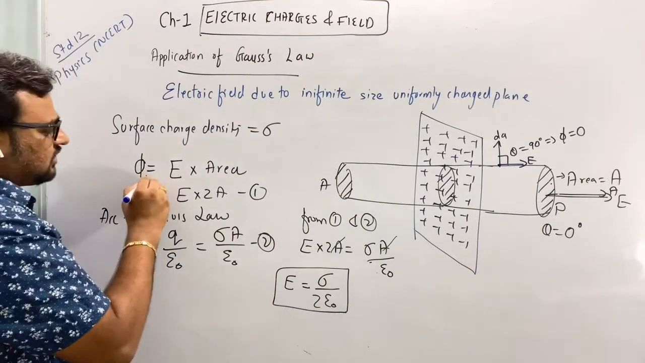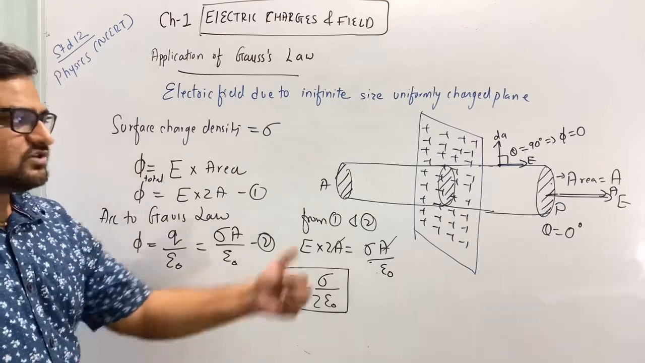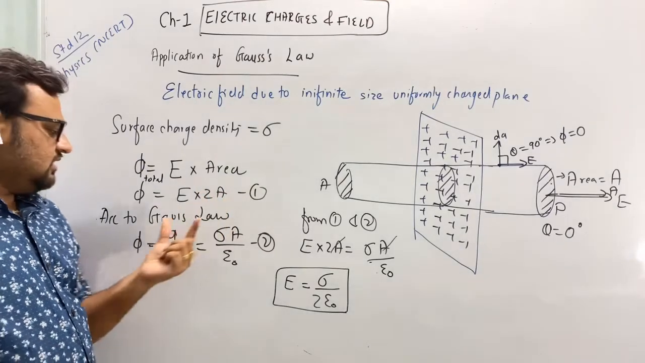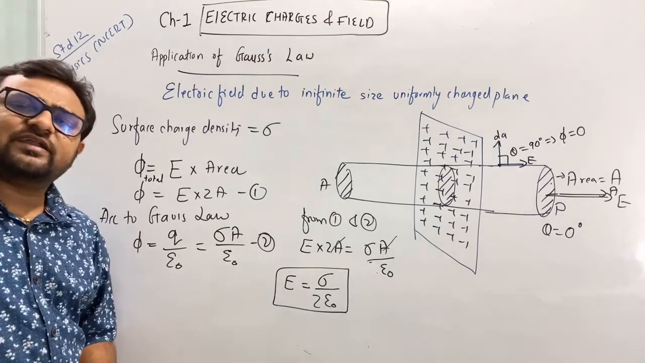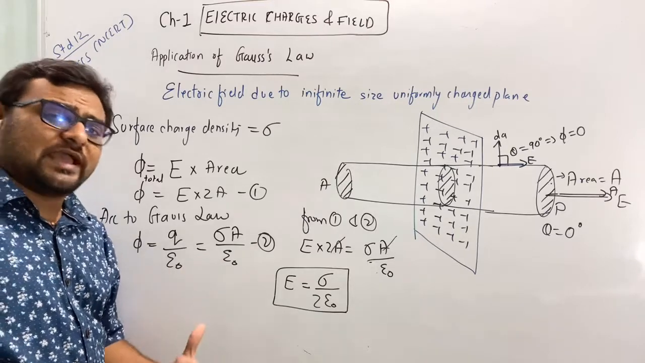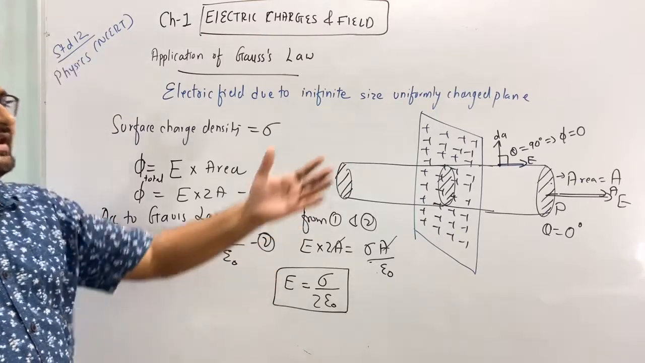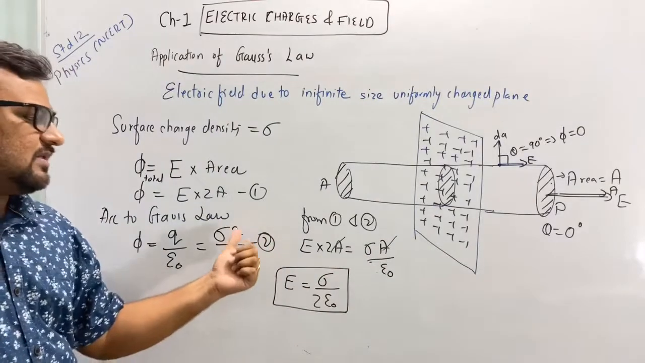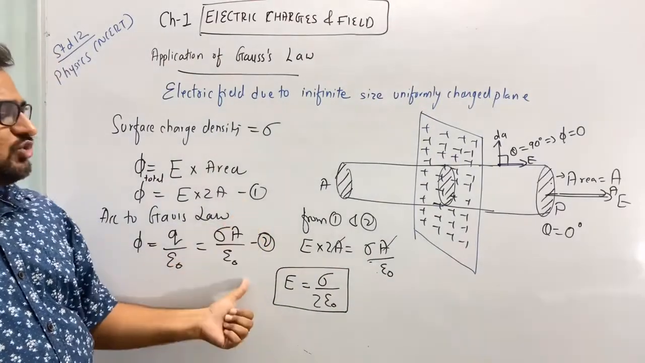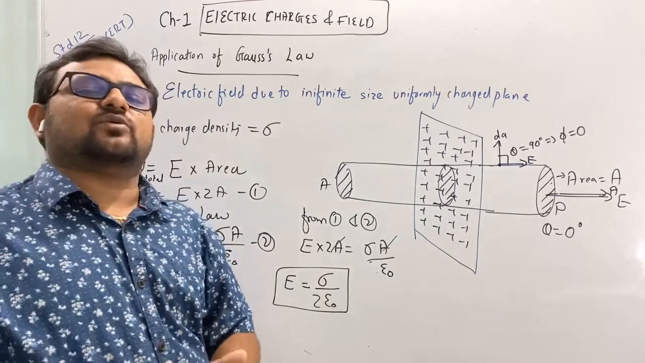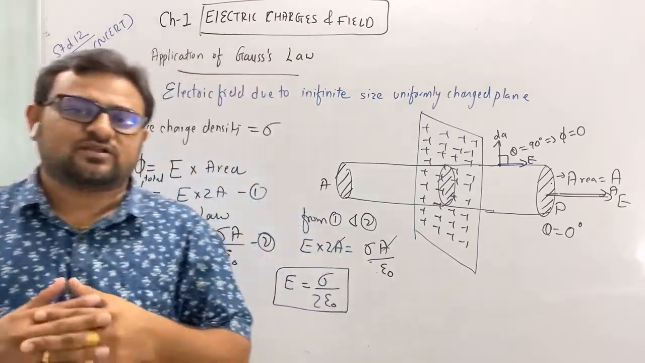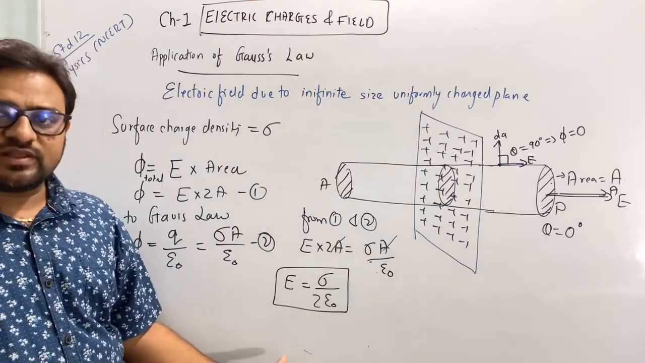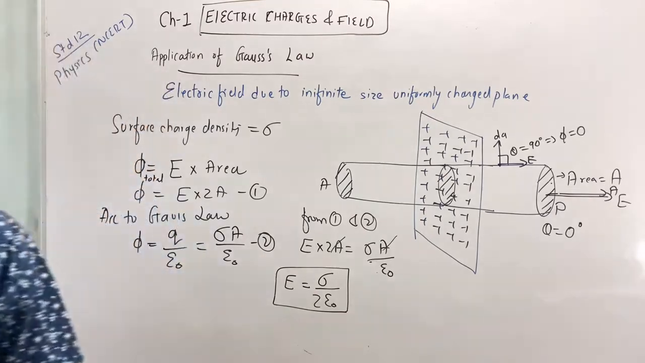The flux through this is EA, the flux through this is EA, and through this it is 0. So the total is E into 2A. But according to Gauss law, we had studied earlier that flux is equal to Q by epsilon 0. And we had taken the surface charge density as sigma. So Q is equal to sigma A. Comparing these two equations, finally we get E is equal to sigma by 2 epsilon 0. So this is the second application of Gauss law. Clear? So just go through this topic.